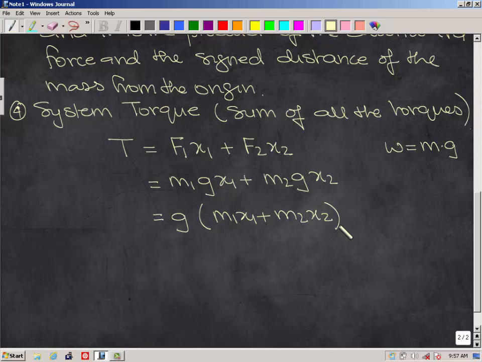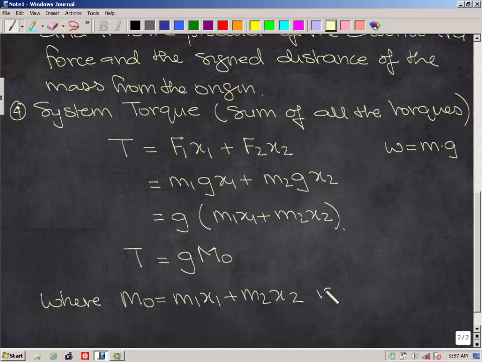Now this quantity has a special name. I'm going to denote this quantity by M naught, and that's called the moment about the origin. So M naught, which is equal to m1 x1 plus m2 x2, is called the moment about the origin.